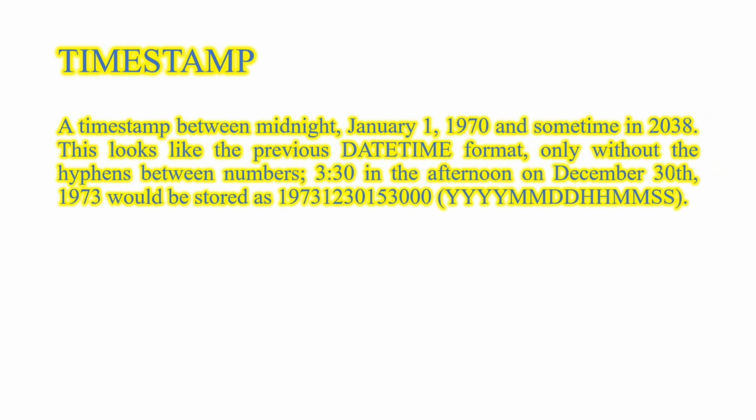Next is timestamp. Timestamp is between midnight, January 1st, 1970 and sometime in 2038. It looks like the previous datetime format, only without the hyphens between the numbers. 3:30 in the afternoon on December 30th, 1973 would be stored as 1973-12-30 15:30:00. That is YYYYMMDDHHMMSS.